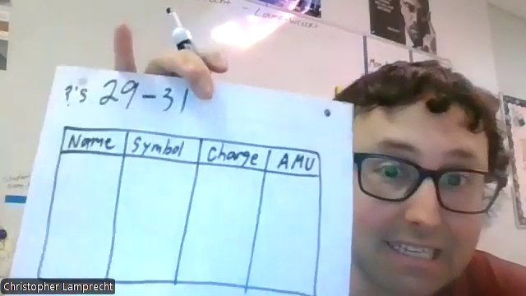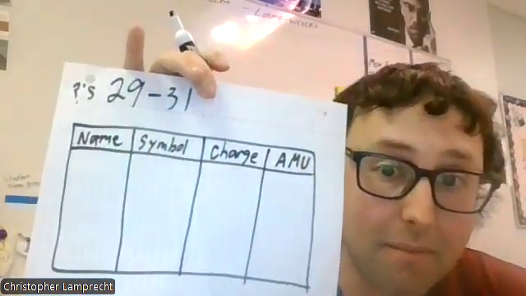Number 29 through 31. You're going to have a chart. There's going to be some blanks in that chart. Names of subatomic particles.